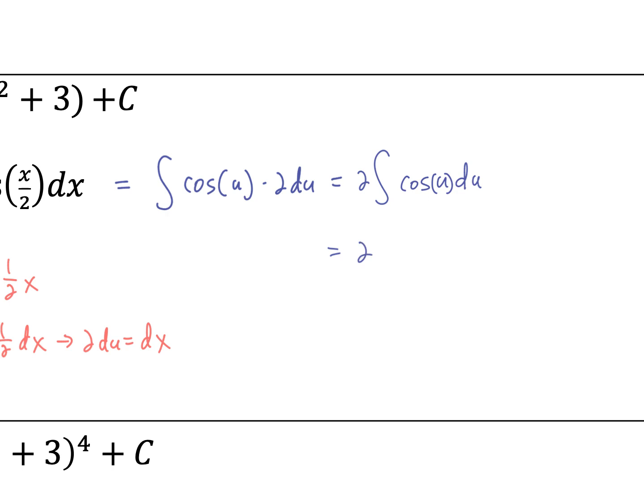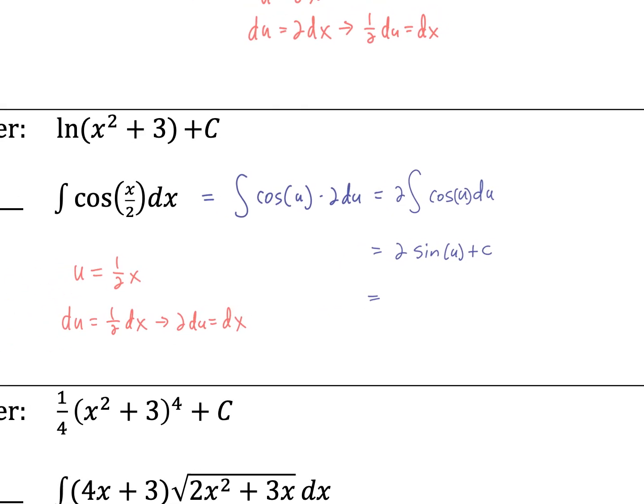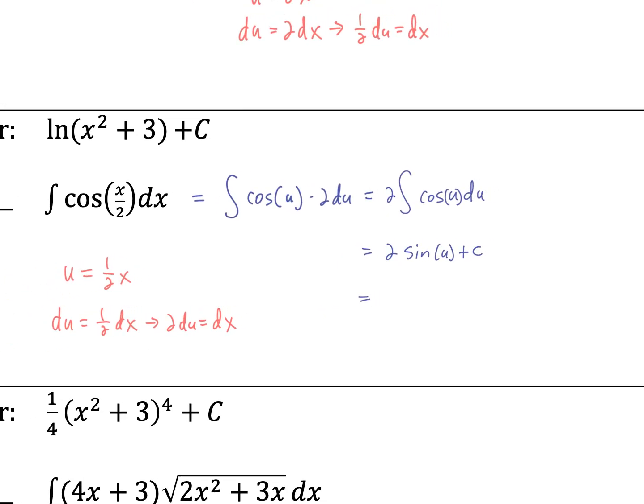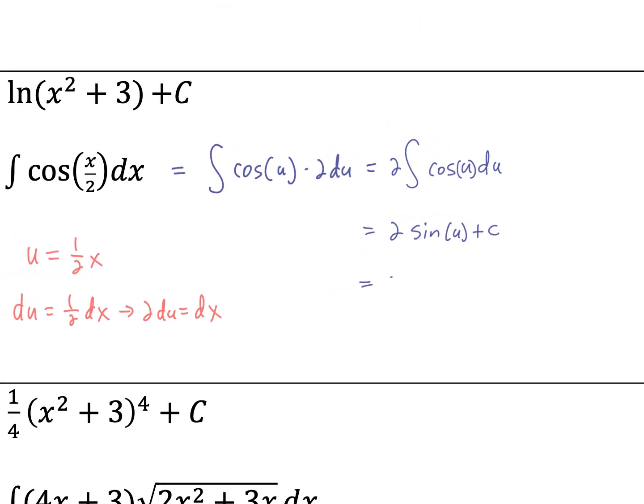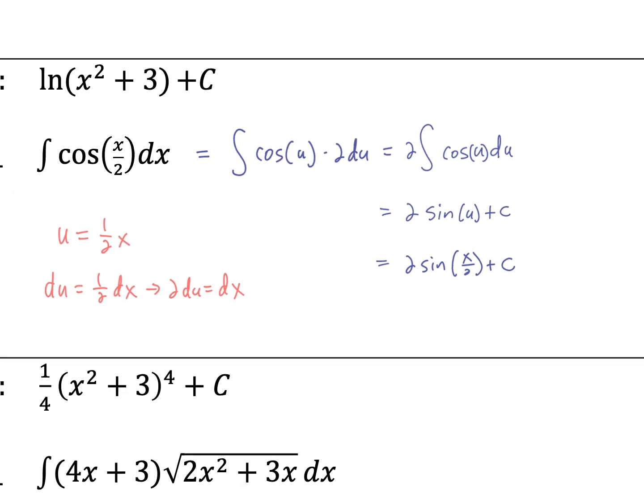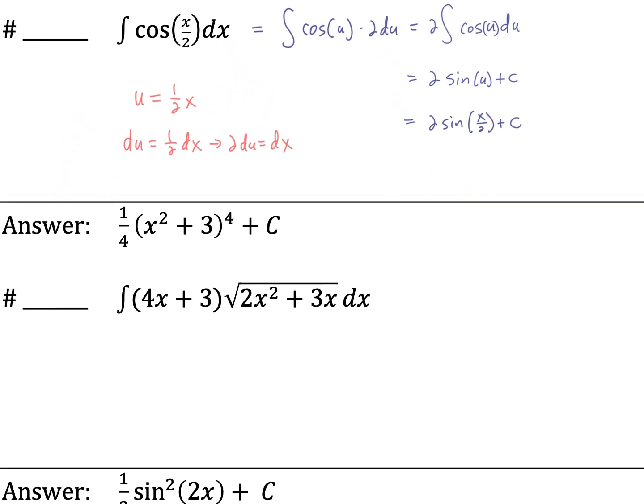Okay, integral of cosine, you've got to be careful. The derivative of cosine is negative sine, but the integral of cosine is just positive sine. Okay, and then now our u was 1/2 x, really x over 2. So now we'll replace that. And that's it. Okay, next one.